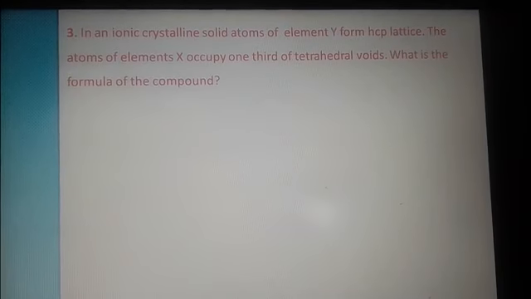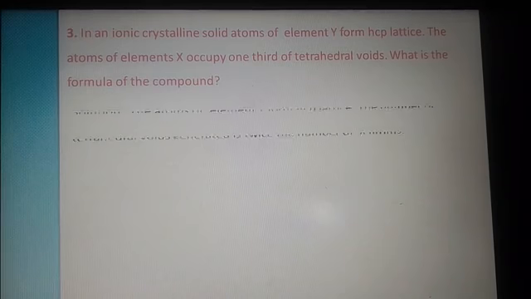Now we will go for the third numerical. In an ionic crystalline solid, atoms of element Y form HCP lattice. ठीक है, कौन सा लैटिस फॉर्म किया है यहाँ पर? हेक्सागोनल क्लोज पैकिंग लैटिस यहाँ पर फॉर्म हुआ है. The atoms of X element occupy 1/3 of the tetrahedral void. What is the formula of the compound?